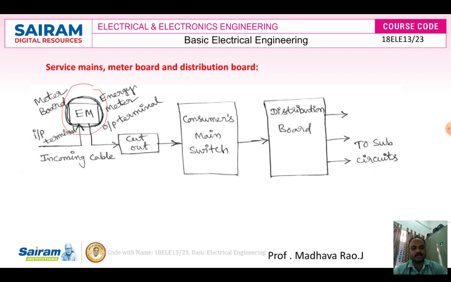Next one, distribution board. The distribution board consists of different sub-circuits, and they will go to different places, meaning different rooms. Suppose the consumer has 3-4 rooms, the sub-circuits will go from the distribution board to the different rooms. Under the different circuits, there will be different equipment, right? So this is about service main, meter board, distribution board. This is one of the important topics. Sometimes they may ask you to explain about these things.